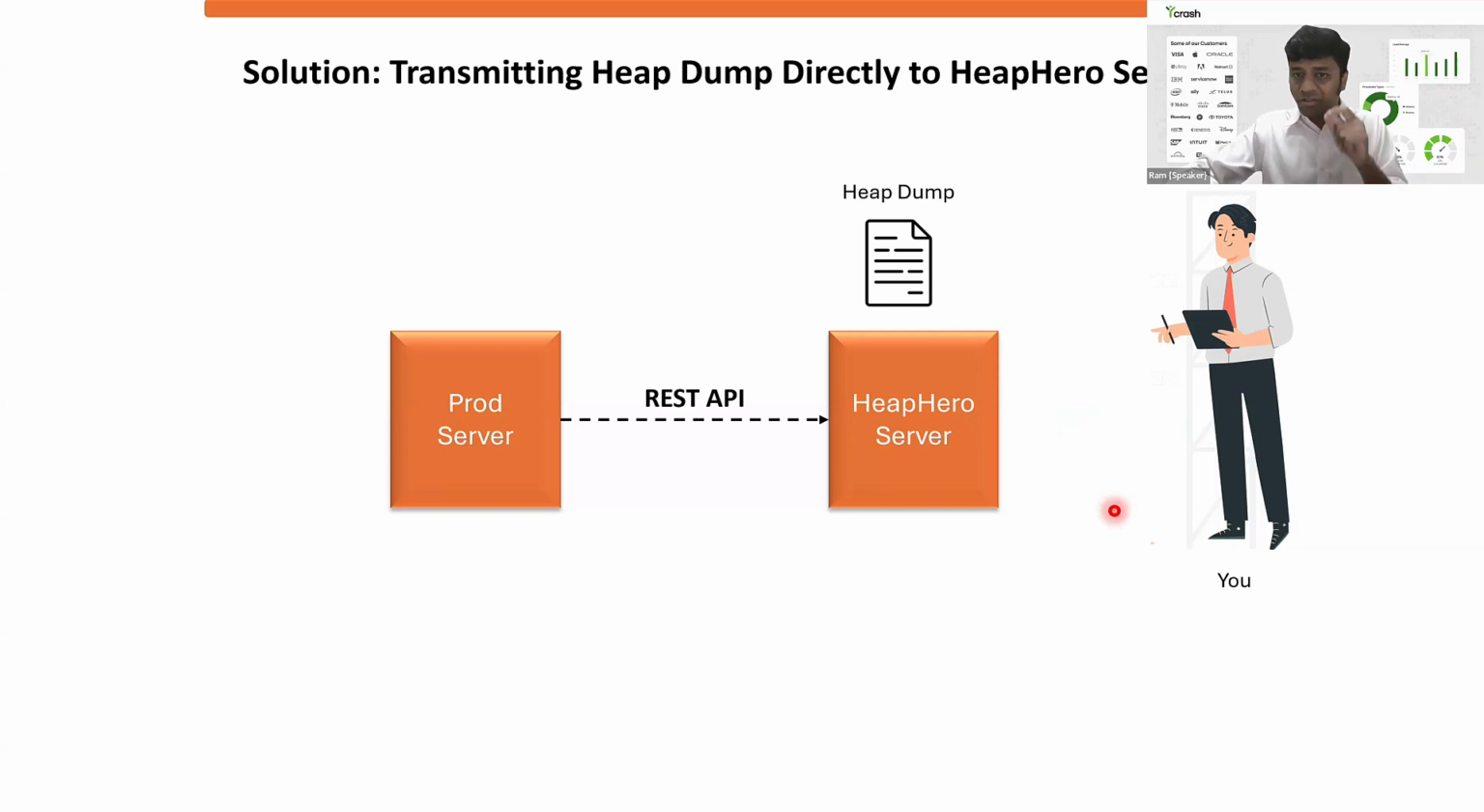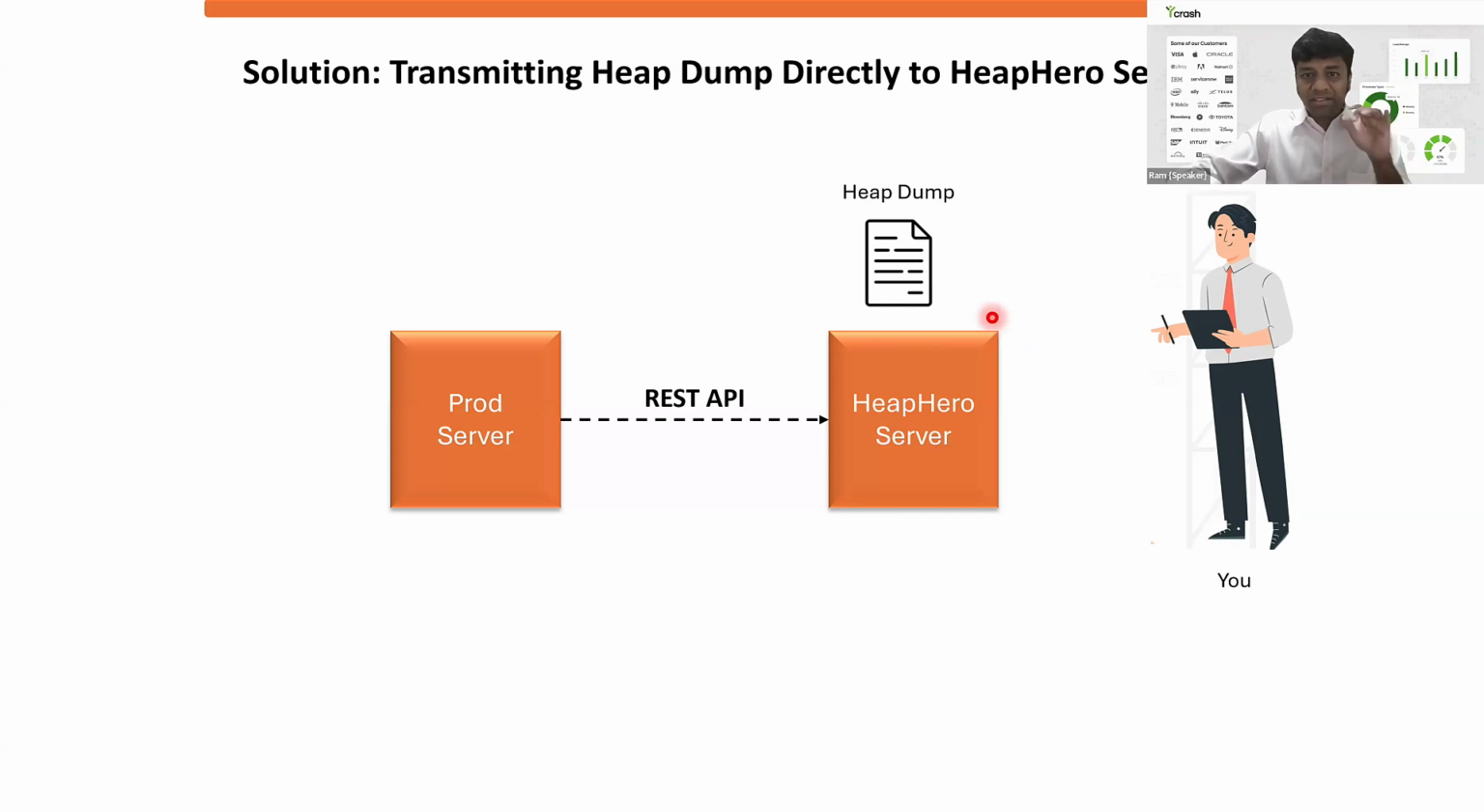There are two beautiful things happening here. The number one thing is your heap dump is not getting distributed anywhere. The sensitive, confidential information was earlier on the production server, in the shared drive, and on your local machines. Now it is not anywhere else. It is stored only in one location, the HeapHero server, and all of the engineers only have access to the analyzed report. So no one has access to this sensitive information. This is a very secure way to do the analysis.